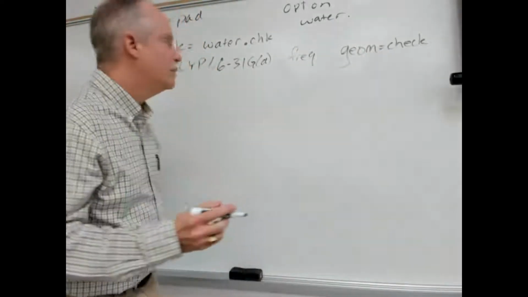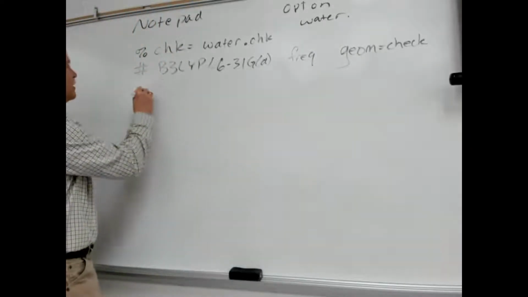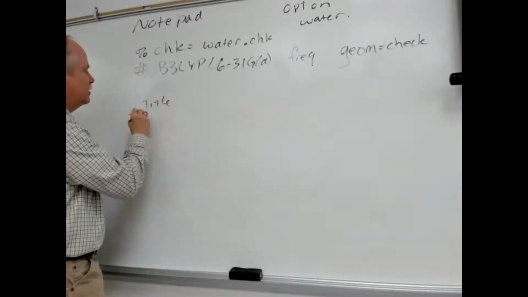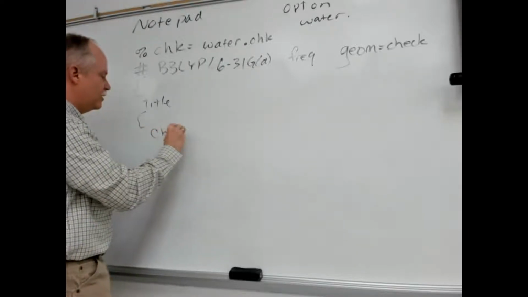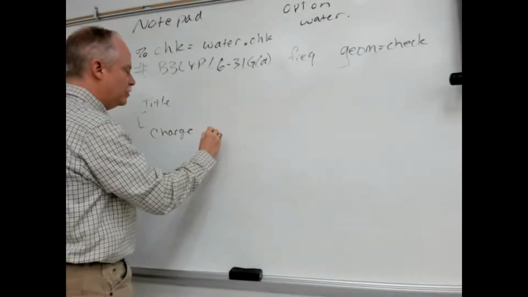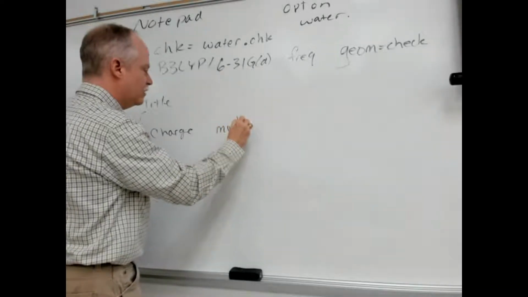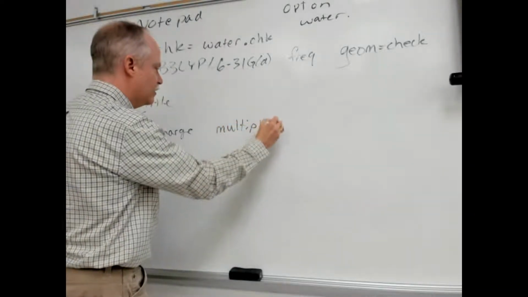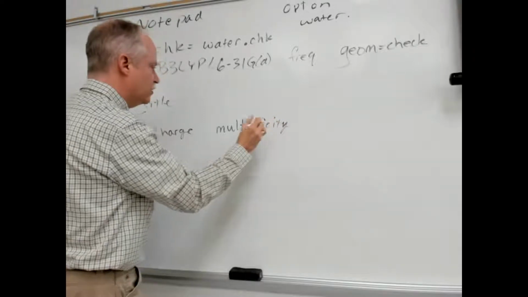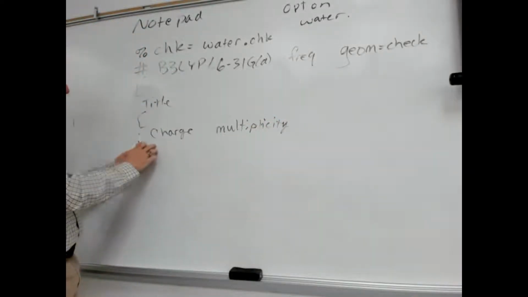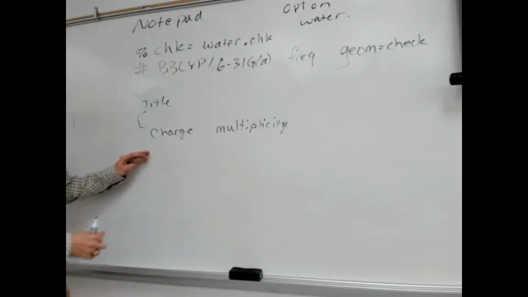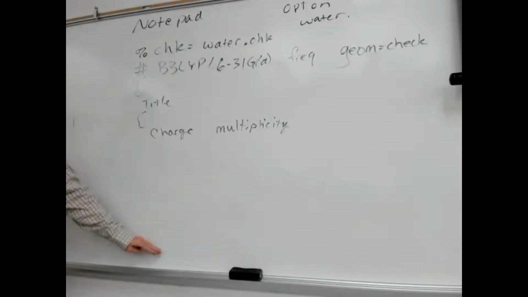Okay. Then you have a space, the title, space, then you have the charge and multiplicity, which is based on the total spin of the molecule. And then no space, you go right into the molecular input. This is where you would put the Z matrix or the Cartesian coordinates.